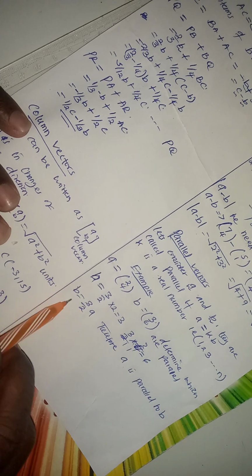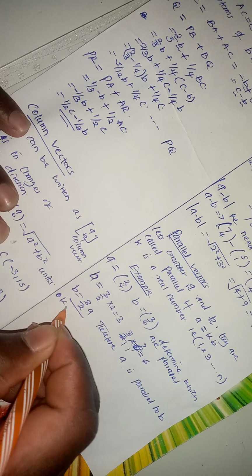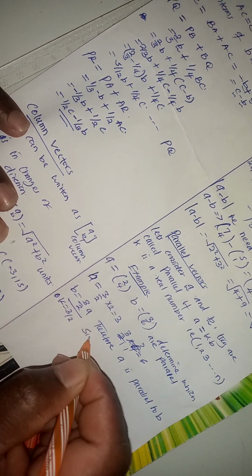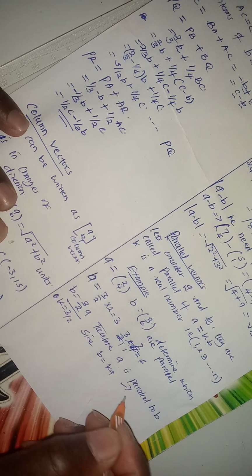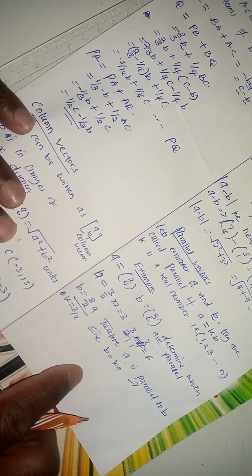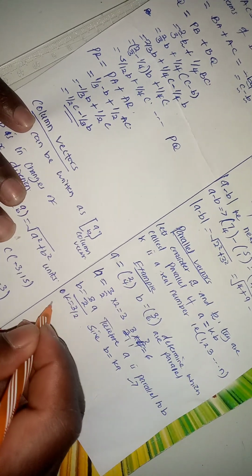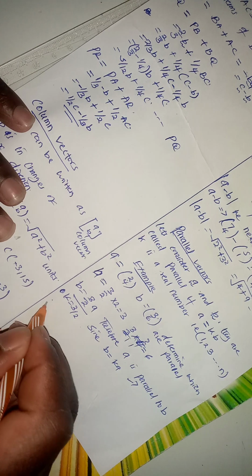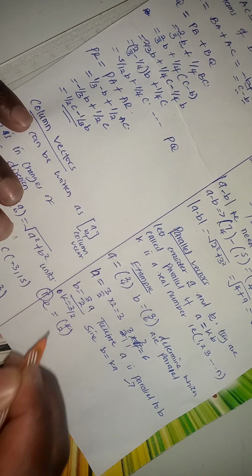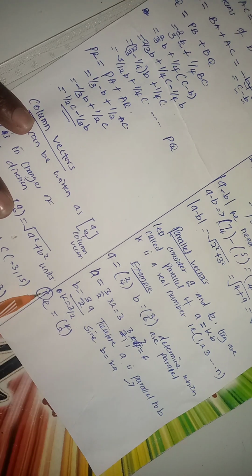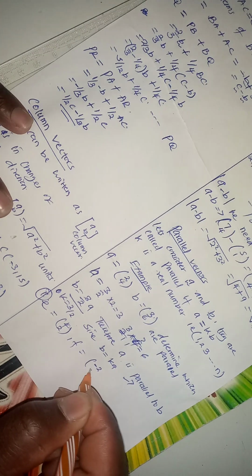Now here we find that our k is equal to 3 over 2. Since b is equal to ka, they are parallel. Let's take another one. We can say that e is equal to (4, 2), and f is equal to (-2, -1).